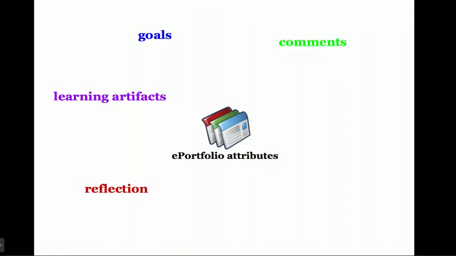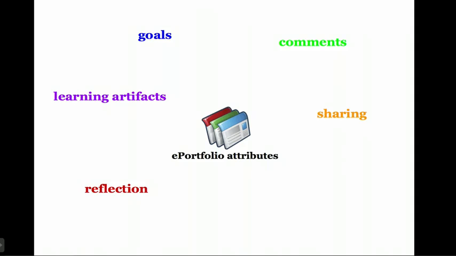E-portfolios typically have comments, so if you create an e-portfolio, you would share that portfolio within a group, and other people, your peers and other community members, would be able to comment, and part of the responsibility would be for you to give comments to other people as well in their e-portfolios. Part of the ePortfolio learning process involves sharing.